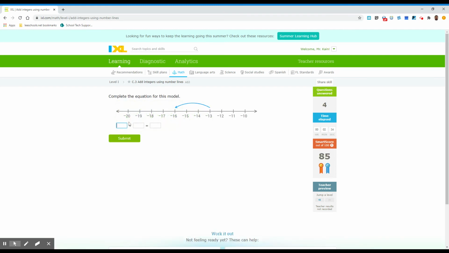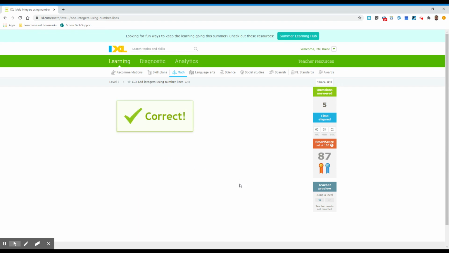So -13 is where we start, -13. And how much are we adding? We put our answer in. -16 is the answer. All right, let's put it right there. All right, so how many? We're skip counting by ones. So it's -1, 2, 3. So we're going to put a -3 in there. And let's see if this makes sense. -13 minus 3 does equal -16.